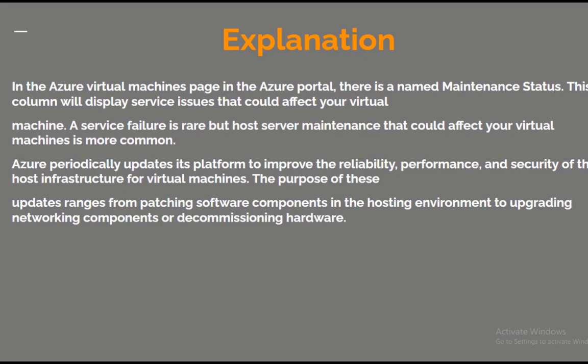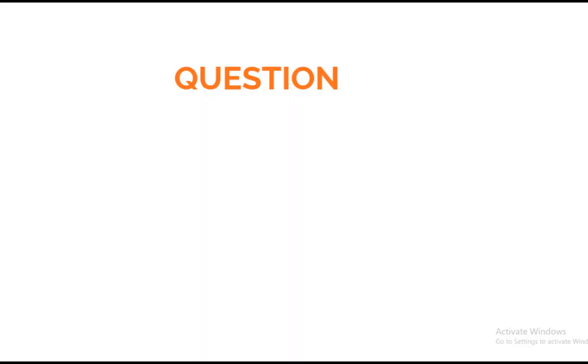Explanation. In the Azure Virtual Machines page in the Azure portal, there is a column named Maintenance Status. This column will display service issues that could affect your virtual machine. A service failure is rare, but host server maintenance that could affect your virtual machine is more common. Azure periodically updates its platform to improve the reliability, performance, and security of the host infrastructure for virtual machines. The purpose of these updates ranges from patching software components in the hosting environment to upgrading networking components or decommissioning hardware.